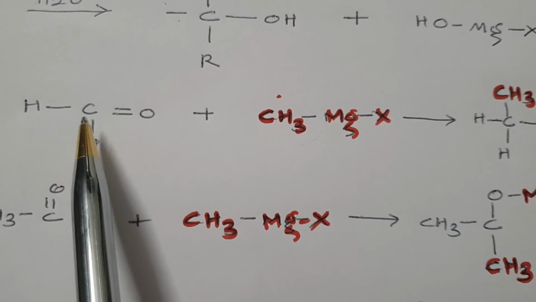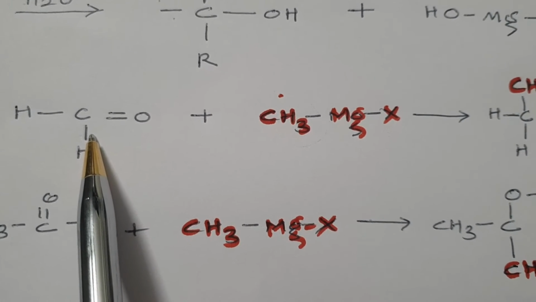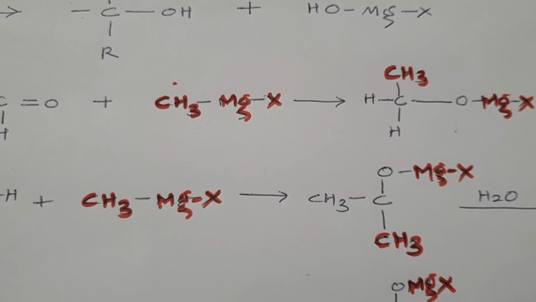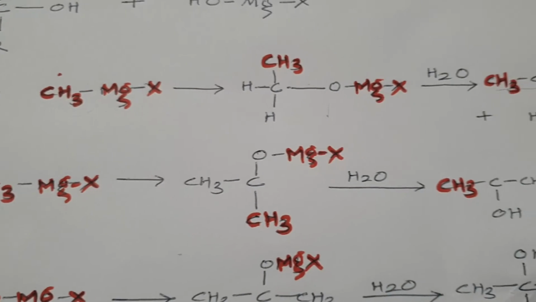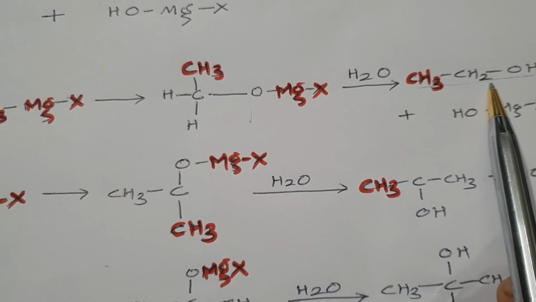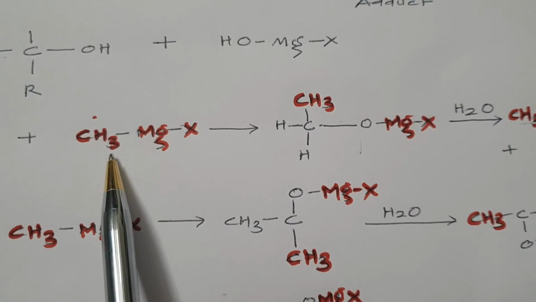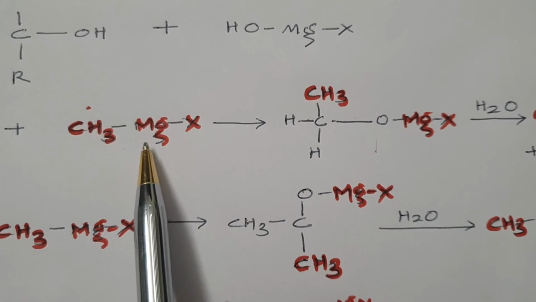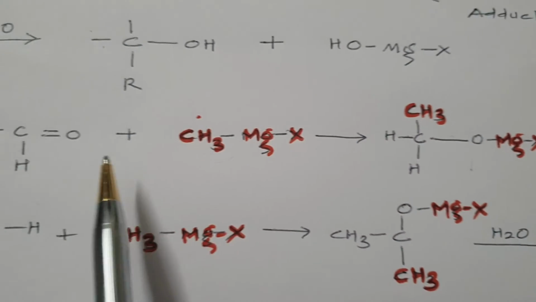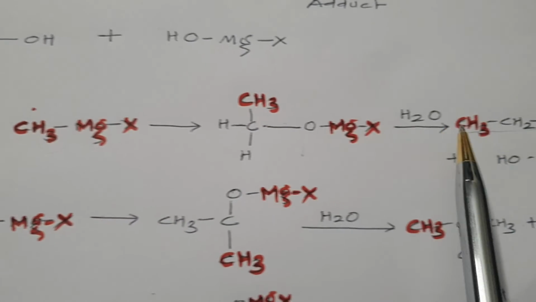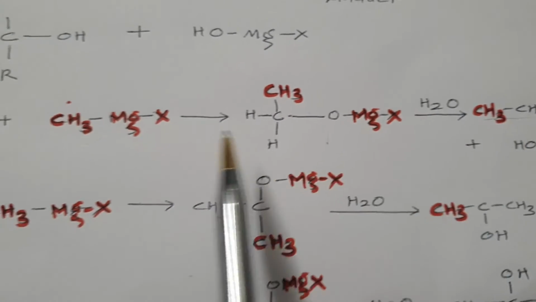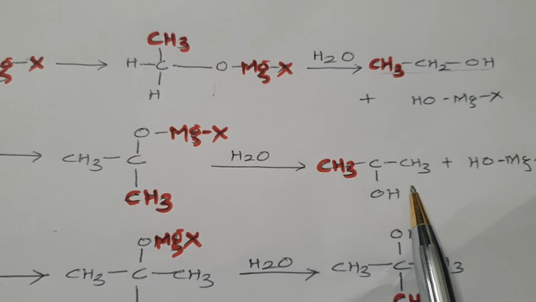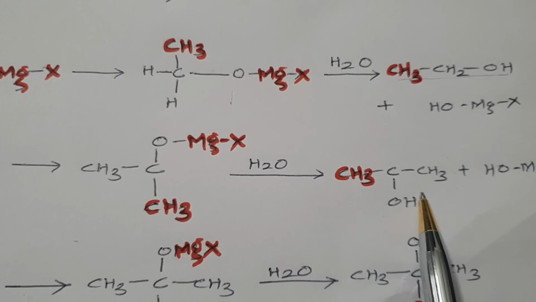Understand one thing here, that what we find is that methanal is the only aldehyde which gives us an alcohol which is a primary alcohol as our product with the use of a Grignard reagent. That means by use of a Grignard reagent, only methanal can give us a primary alcohol. Any other aldehyde will give you a secondary alcohol as our product.